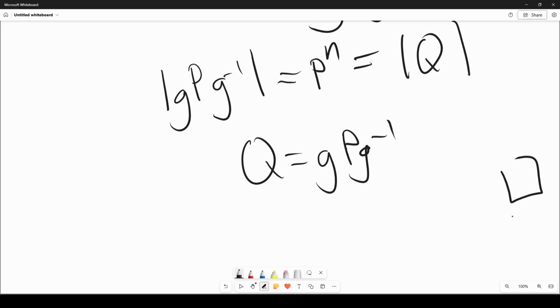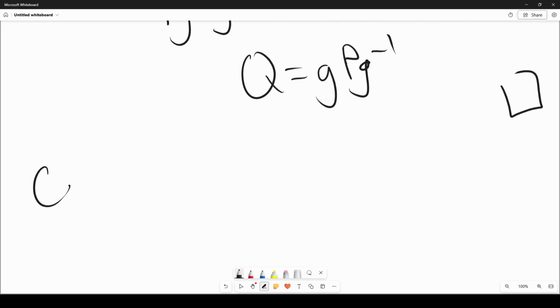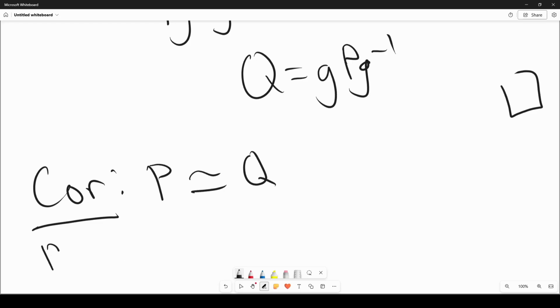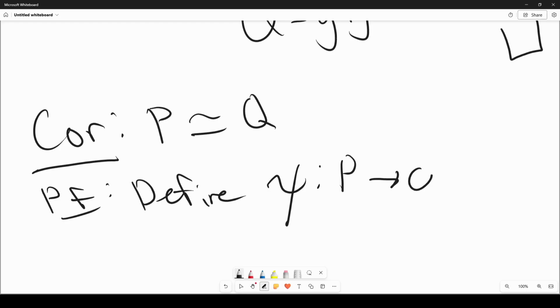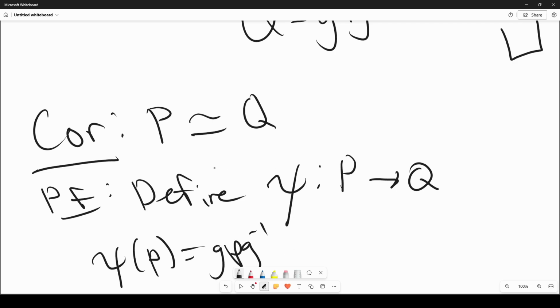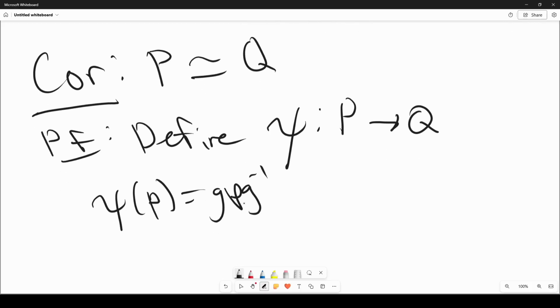Okay, so let's look at some quick corollaries of this theorem. The first corollary, which I discussed, is that P is isomorphic to Q. And the proof of this, as you can probably see, is if I define some map psi, which goes from P to Q and sends psi of p to GpG inverse, where G is that element such that GPG inverse equals Q, then I get that psi is an isomorphism. And hopefully you can check this for yourself.